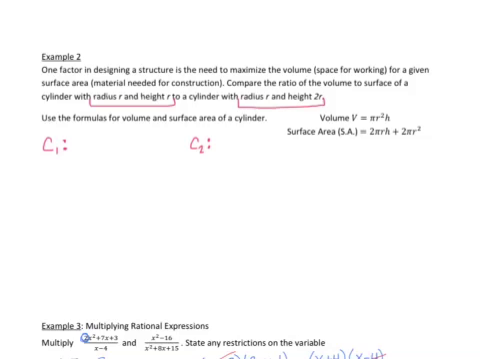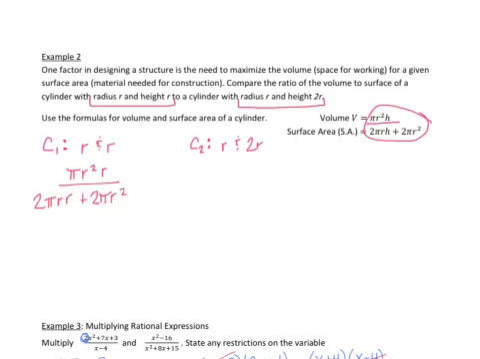So our first, cylinder 1 has a radius r and height r. The second one is radius r and height 2r. So we're going to plug these into a ratio using these formulas. So basically we have this over this. So let's plug them in. So we have pi, r is r, h is r, over 2 pi r is r, h is r, plus 2 pi r is r squared.